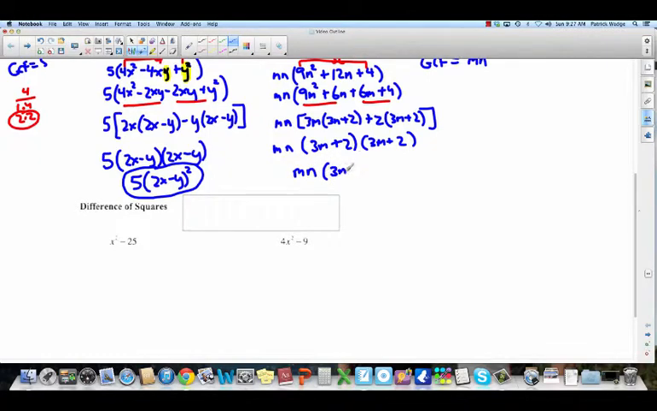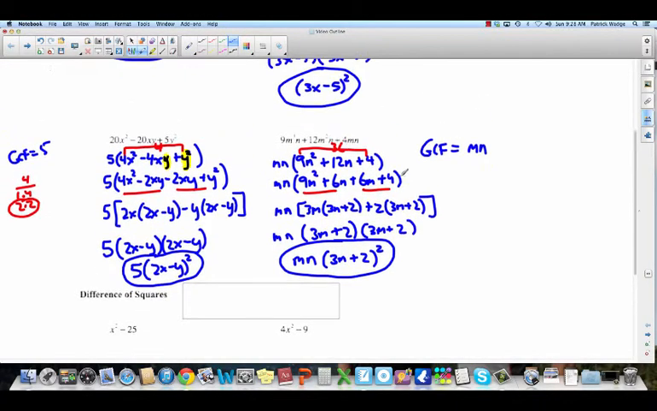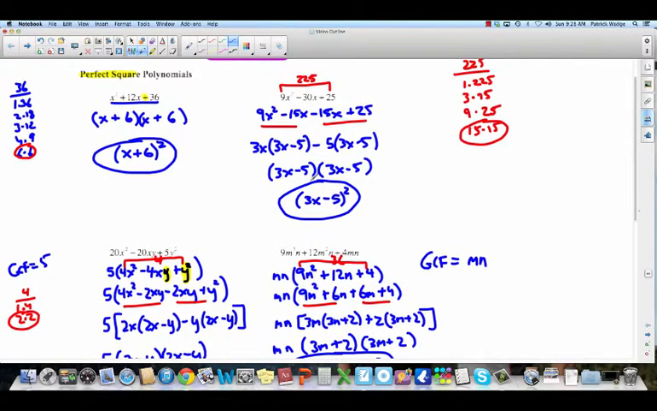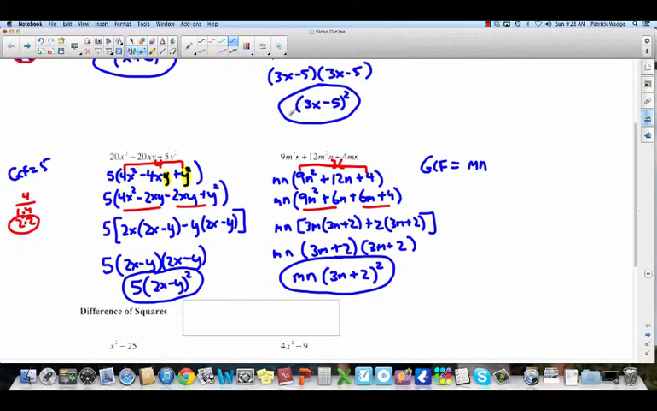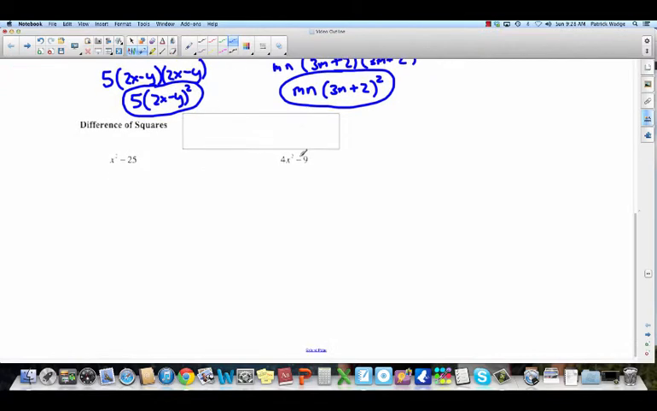We pulled out right at the start, and then the (3m + 2) all squared. We didn't really do much different there than we did before. It's just a matter of putting that squared at the end. If you end up with the same factor twice, you just put it with the squared. Alright, now for something definitely different.